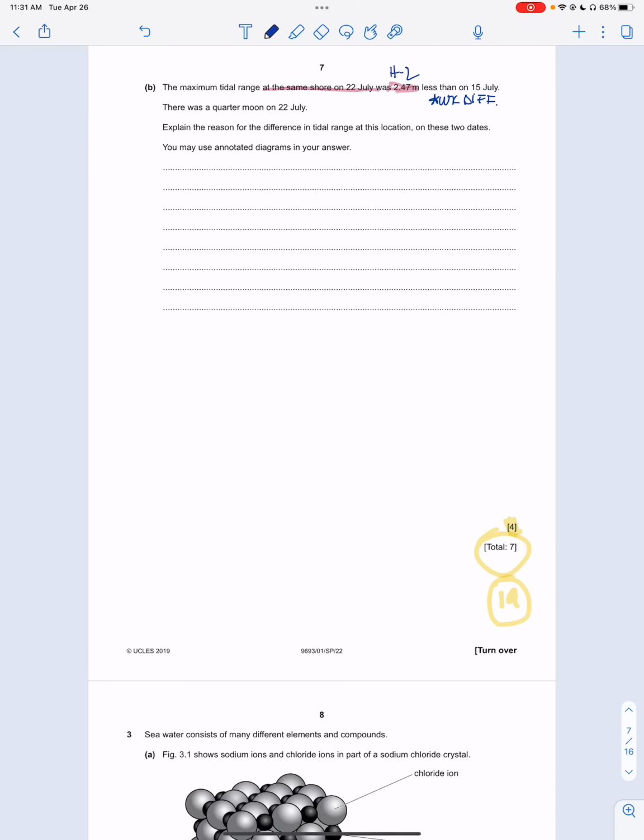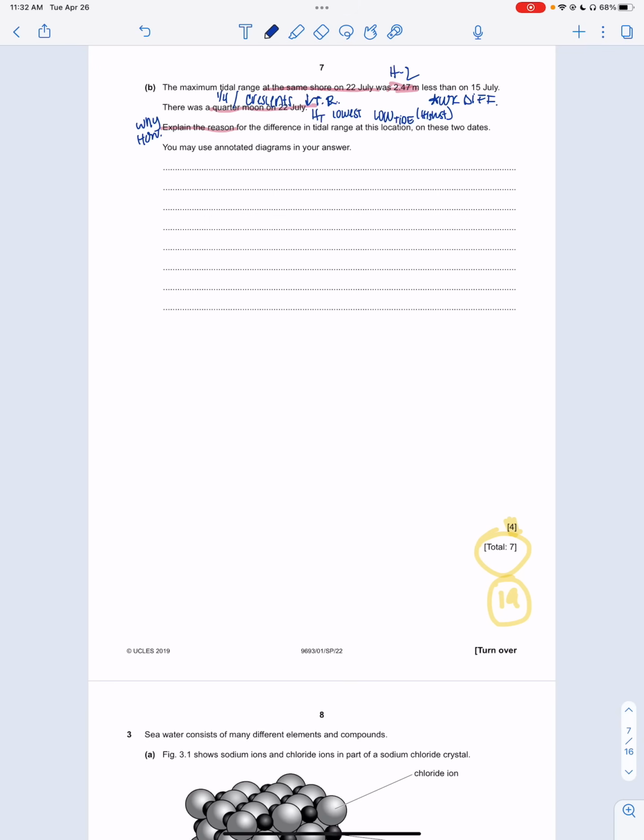You don't need to know much about moon phases, but you do need to obviously know that they change. There was a quarter moon on July 22nd, and we know quarter moons and crescents have a very low tidal range, which means your high tide is at its lowest, and then your low tide is not that low, it's at its highest. So your low tide isn't that low, your high tide is not that high. All right, so explain reasons. So that's going to be why and how.